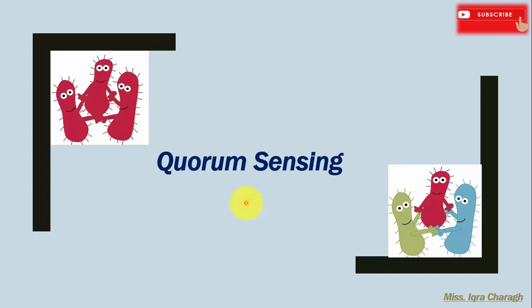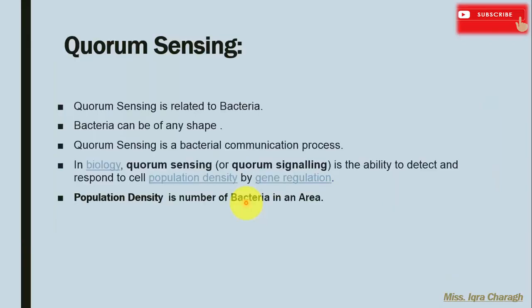Hi guys, today we will discuss quorum sensing and its mechanism. First of all, what is quorum sensing? Quorum sensing is related to bacteria. Bacteria can be of any shape, like rod or spiral. Quorum sensing is a bacterial communication process in which bacteria communicate with one bacterium and a group of bacteria.